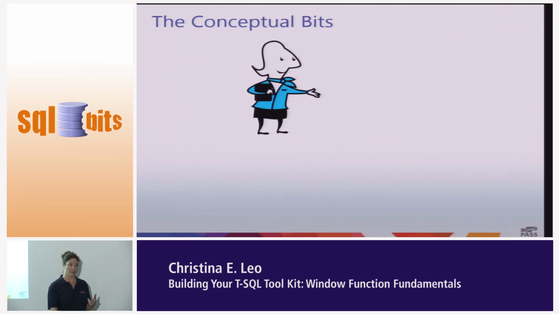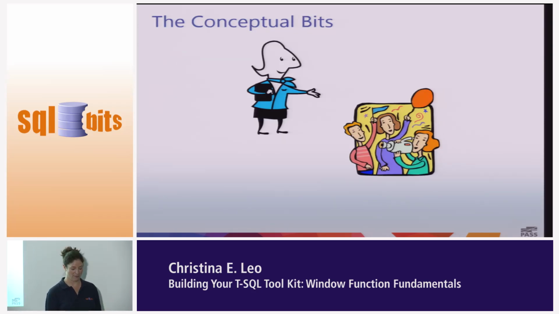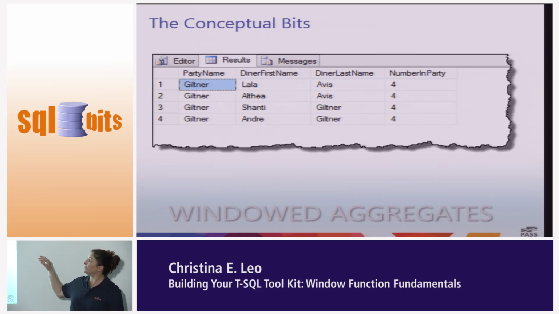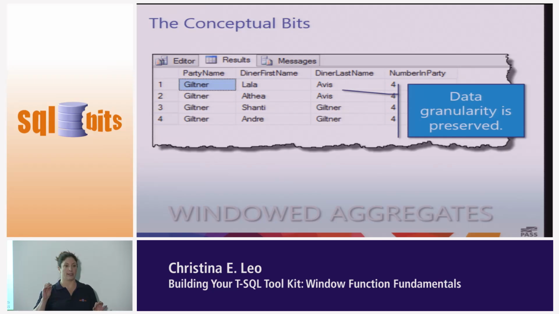Instead of one group representative going to the hostess desk, each member of the group will need to check in when they arrive. A little bit awkward, but work with me because it's going to help explain how this works. By the time we've all checked in, the hostess log might look like this. We've got the individual names of everyone in the party, but the aggregated value of the total party count is reported for each line. So the key difference here between windowed aggregates and grouped aggregates is that you are able to maintain the data granularity when you use windowed aggregates as opposed to group.